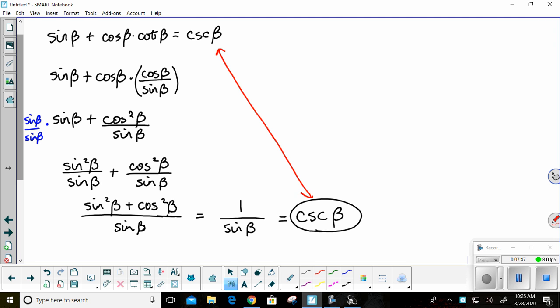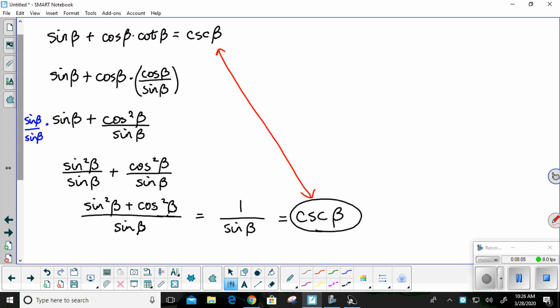Same thing. Okay? That's what we were trying. We were manipulating the left-hand side to get it to look like the right-hand side. Okay, that's what they mean when they say verify the identity. Okay, moving on to the next one.